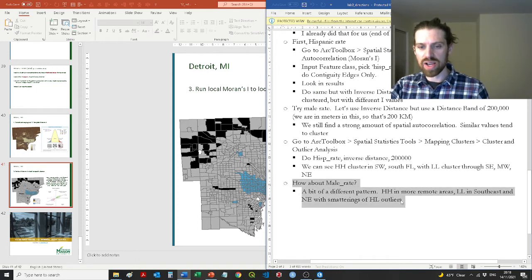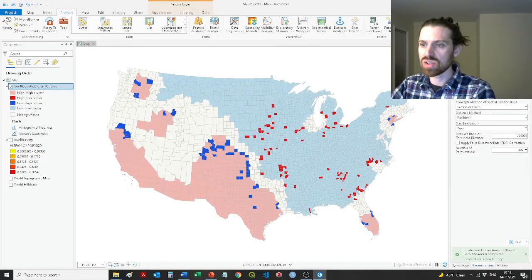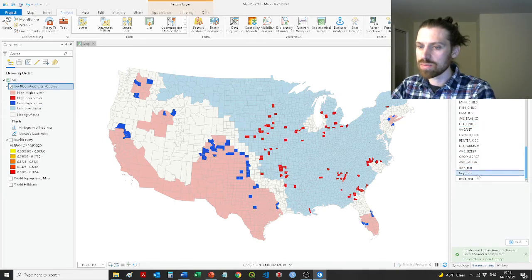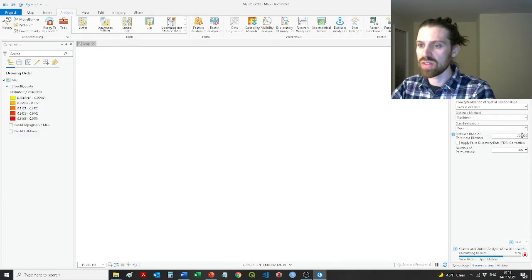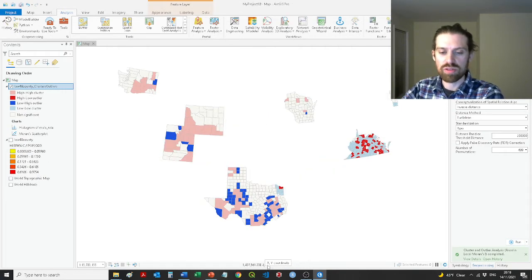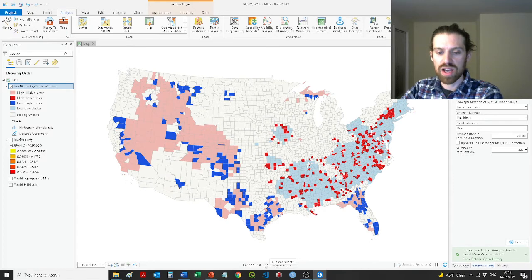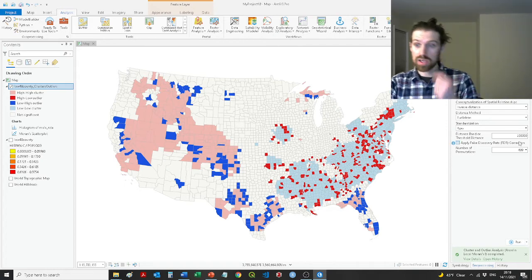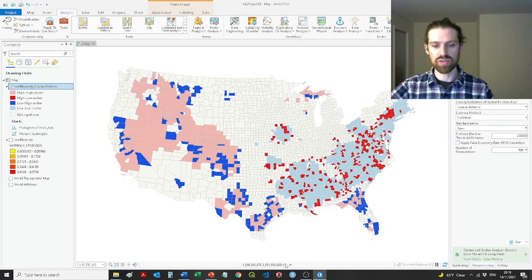Now let's look at the male rate. What we need to do is go back to these clustering and outlier analysis metrics, click the male rate, and keep the size that we've got there, the 200,000 meter threshold. Just remember what coordinate reference system you're in, because down here it was in feet when I first loaded it in. If you're going to use 200,000 as I'm doing here, it needs to be in meters. So you either need to convert the coordinate reference system into metric, or convert the distance band into imperial if you want to keep it in feet.